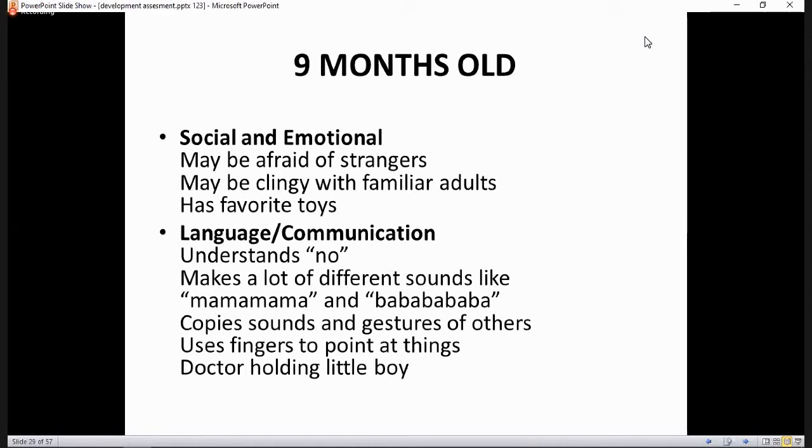Language communication: the 9-month-old child understands what "no" is. Makes a lot of different sounds like mama, mama, papa, papa. They usually copy sounds and gestures of others. And they also point a finger at things.